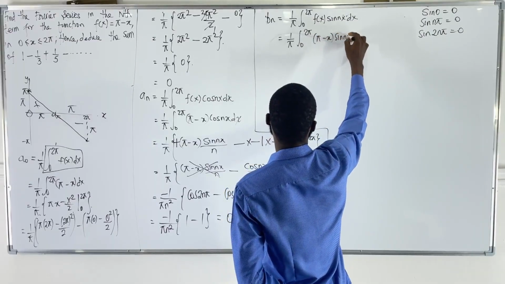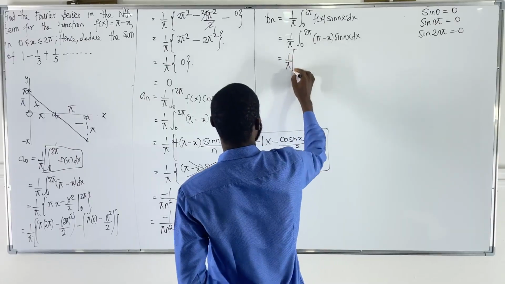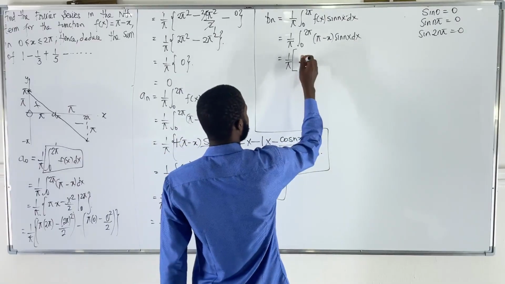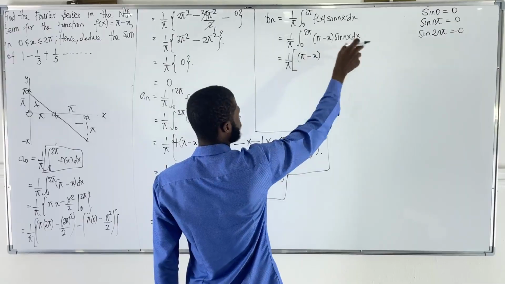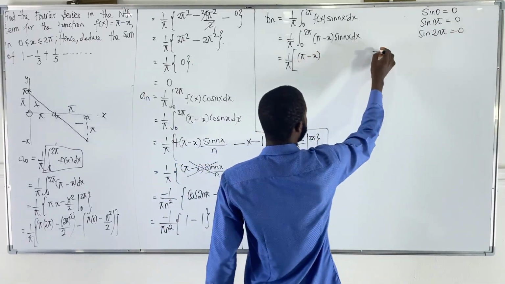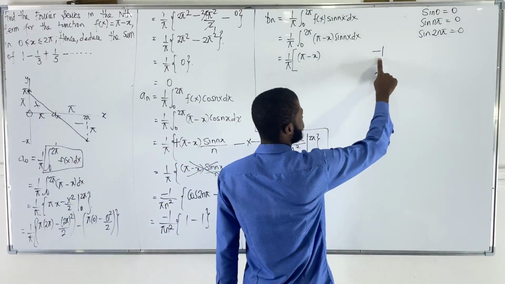Sine nx dx. So this is 1 over pi. Now, using integration by parts, the shorter way is to write the pi minus x first. So pi minus x, then differentiate this pi minus x until you get 0. So the pi minus x, now when you differentiate it, we're going to have minus 1, just like we had the previous time. But if you differentiate the minus 1, you then get 0.